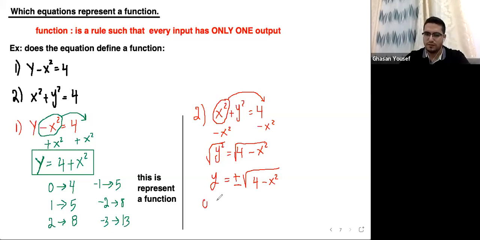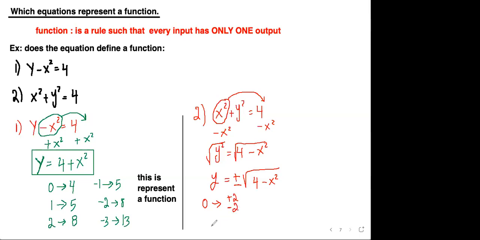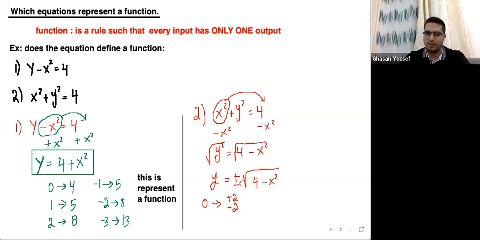So for example, if I plug in the 0, I get 4 minus 0 is 4, and the radical of 4 is 2, but I have positive and negative. So for 0, they give me positive 2, and they give me negative 2. So you don't have to try different numbers to see. Once you see the plus or minus, you already know that's not a function. Exactly. When I see plus and minus, this is not representing a function.